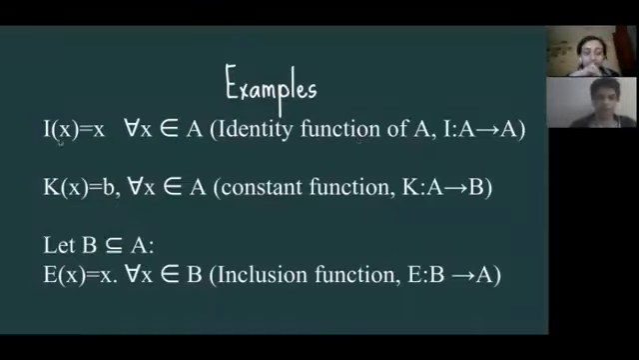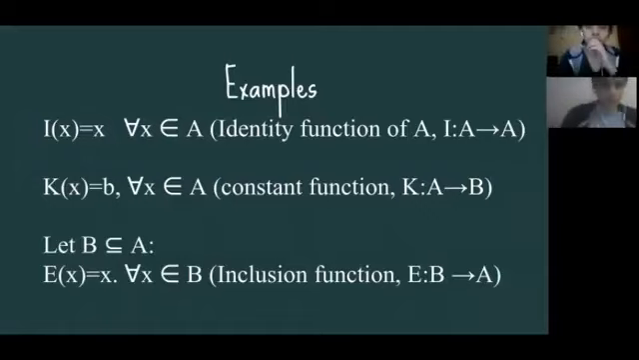So the first one, the I of x, is bijective. First, the reason why it's injective is that if you have I of x equals I of y, then since I of x equals x and I of y equals y, x equals y. Or you can make it I of x1 equals I of x2, then x1 equals x2, which means that it is injective.